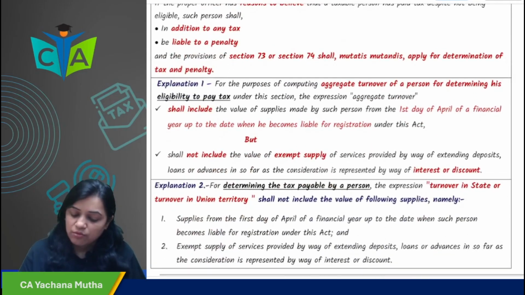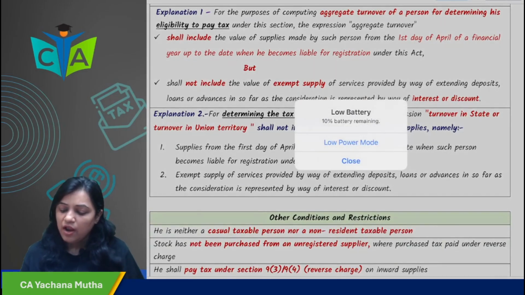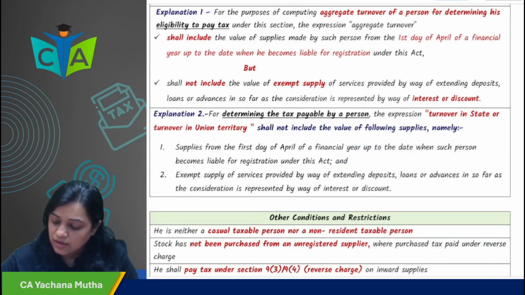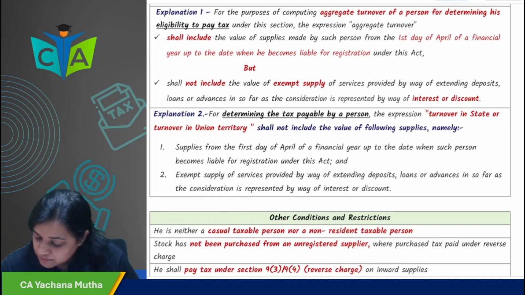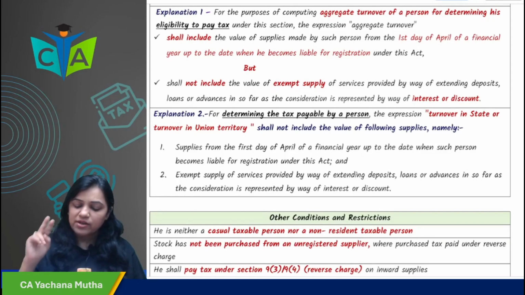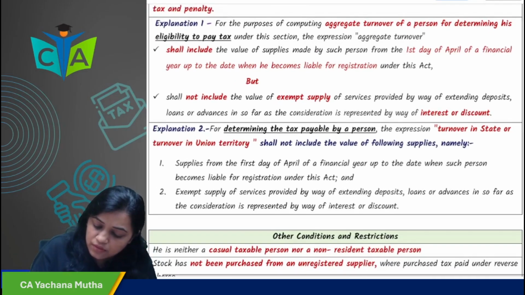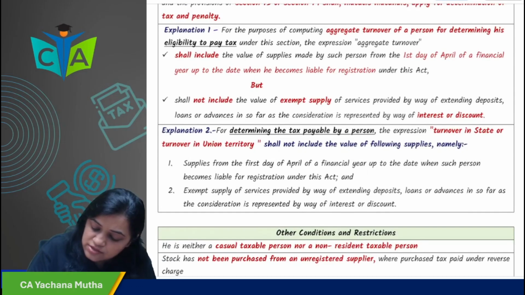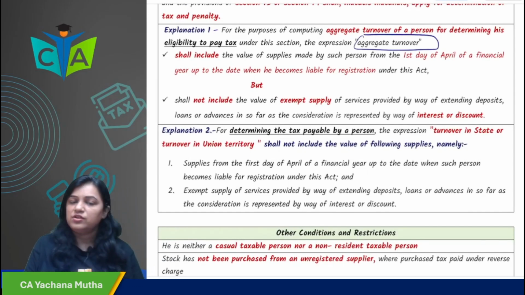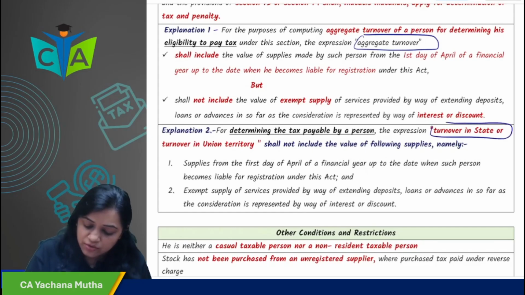Next, there are two explanations. One is for aggregate turnover, the second one is for turnover in the state or union territory. So we'll see this. Explanation 1 is for aggregate turnover. Explanation 2 is for turnover in the state or union territory.